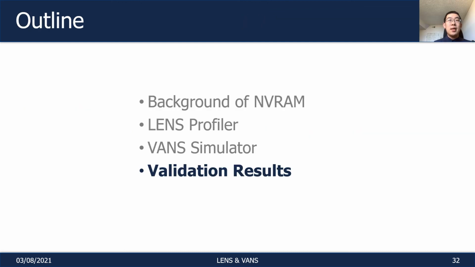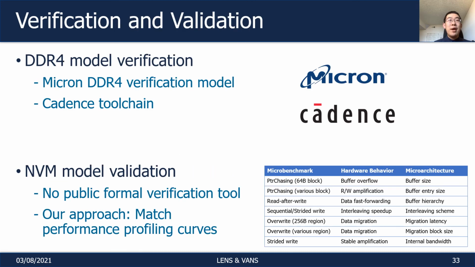Now, let's take a look at the validation results. We verified the VANS DDR4 model using the Micron DDR4 verification model with the Cadence toolchain. For the non-volatile memory model, there is no formal verification tool, so we match the micro benchmark performance on the Optane DIMM.